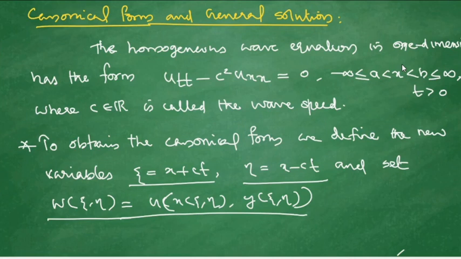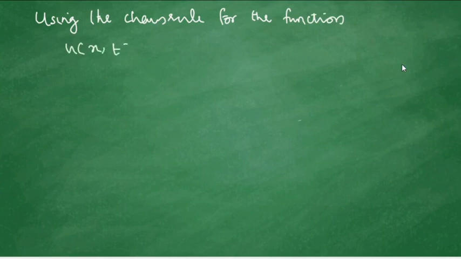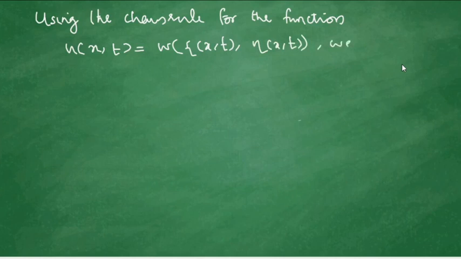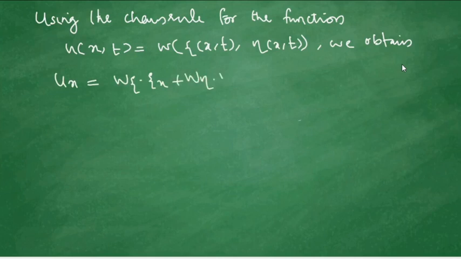Using the chain rule for the function, we know u of xt is equal to w of theta of x comma t, eta of x comma t. We obtain ux as w theta into theta x plus w eta into eta x.